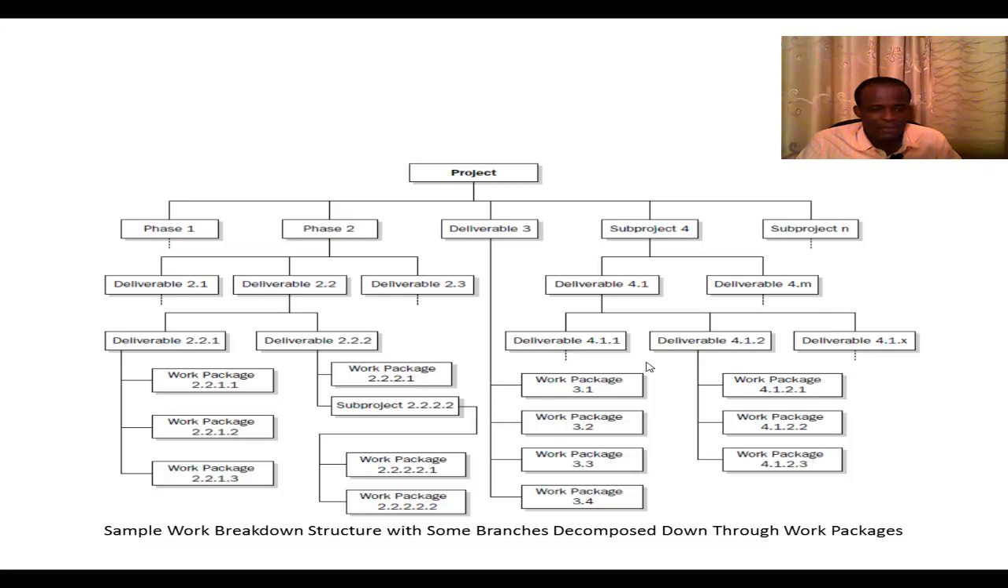Now, if you look at deliverable 2.2, you see you have deliverable 2.2.1, deliverable 2.2.2. And then if you take a deliverable here, we have work package. That's the lowest level of the WBS. So here we have work package 2.1.1, work package 2.1.2, and work package 2.1.3. So associated with each work package will be a WBS dictionary describing what needs to be done at that level.